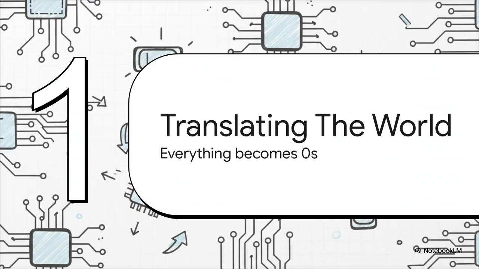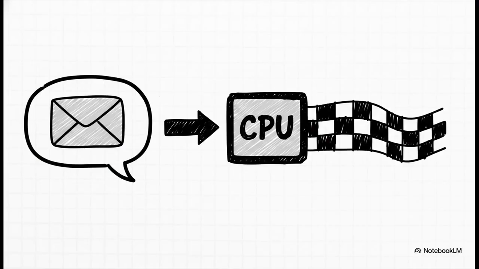Which brings us to section 4, translating the real world, how everything, and I mean everything, becomes zeros and ones. This right here is the great translation. How do distinctly human concepts, our words, our pictures, our favorite music, seamlessly convert into this machine language of zeros and ones? Let's start with text.